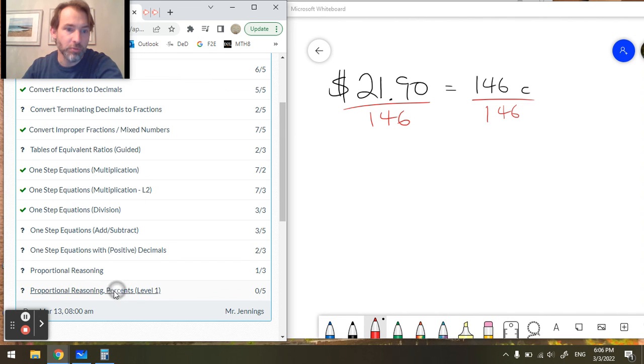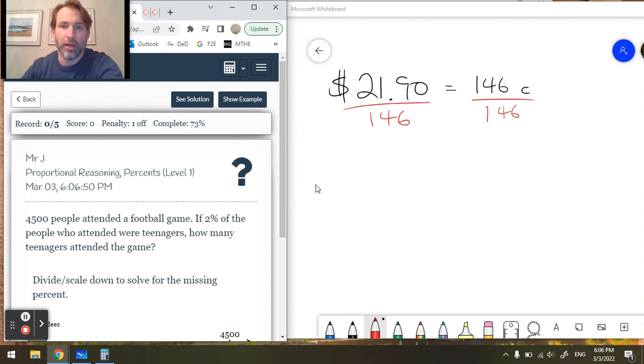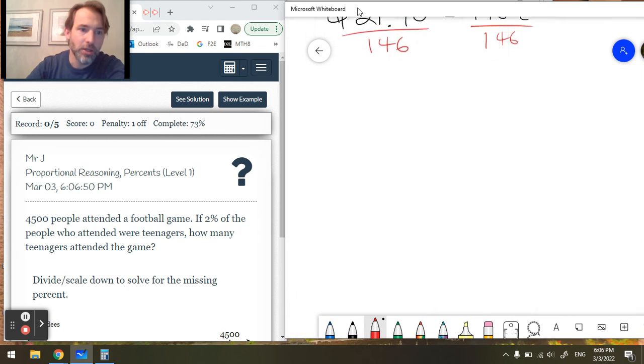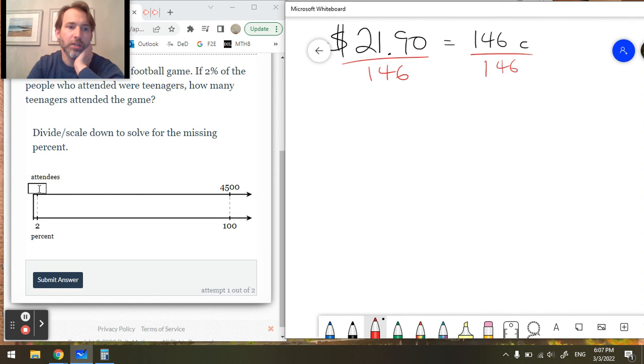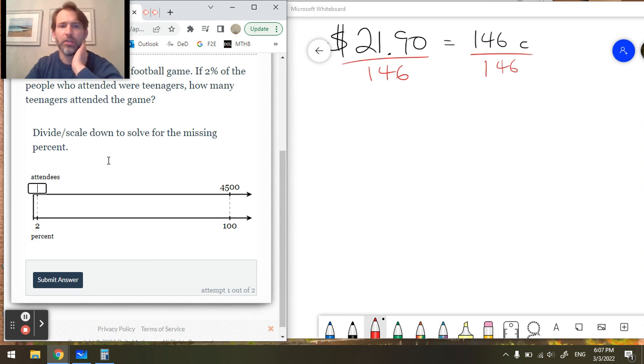Proportional reasoning with percents. Let's go. All right. 4,500 people attend a football game. If 2% of the people who attended are teenagers, how many teenagers attended the game? Okay. So here, divide, scale down to solve for the missing percent. Attendees, 4,500 attendees, 2% teenagers. How many teenagers attended the game?